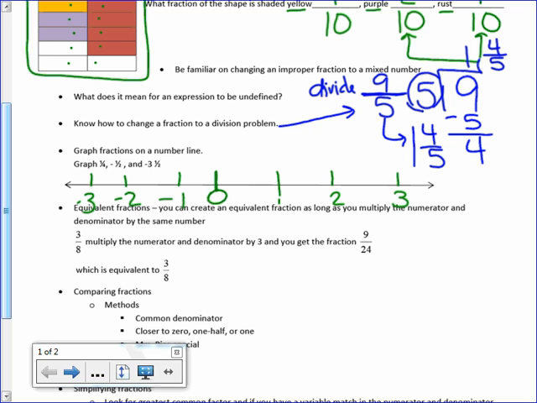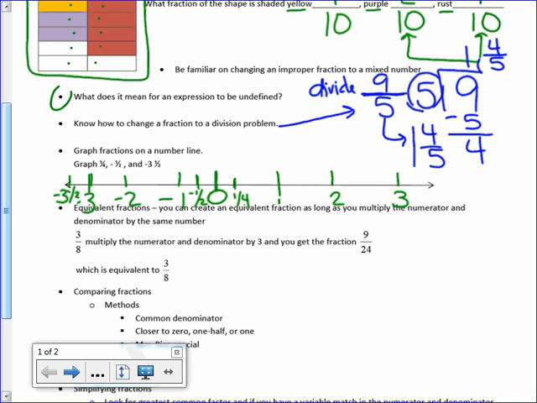1/4. 1/4 is about 1/4 of the way through, so I'm going to put it here and I'm going to label it 1/4. -1/2. -1/2 is halfway between -1 and 0, so that's -1/2. And -3.5. Here's -3, and I'm going to move down here and do -3 1/2. Okay?